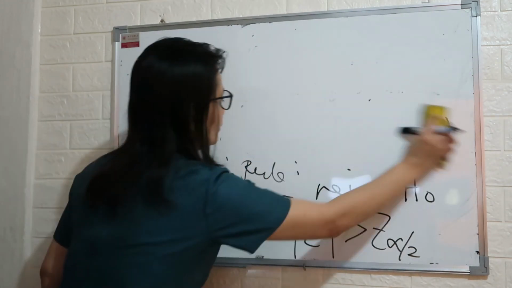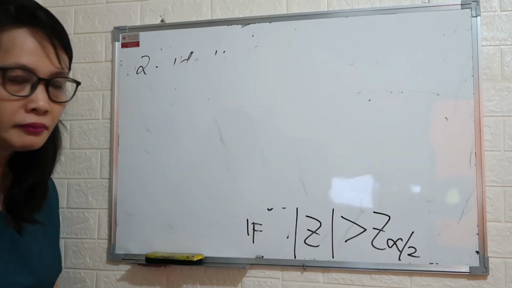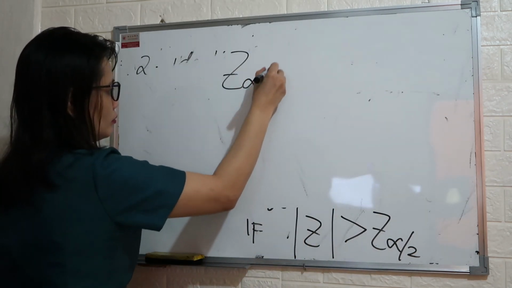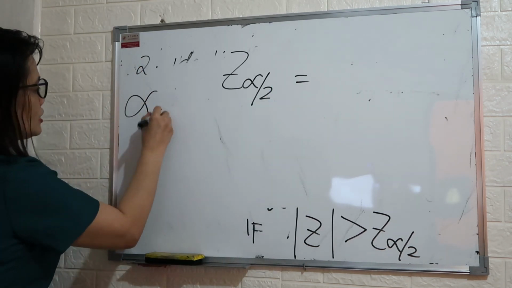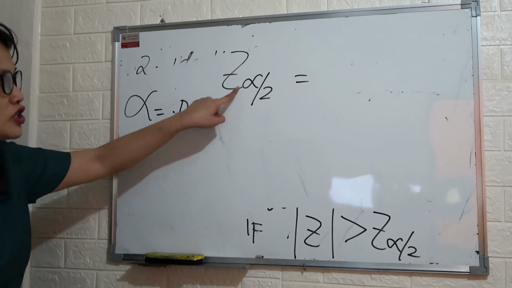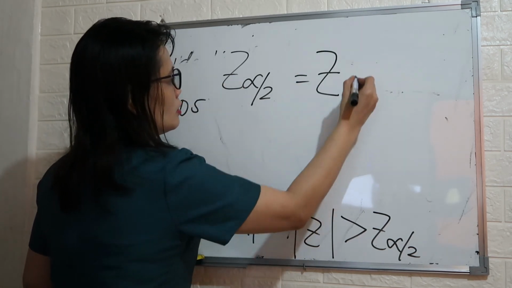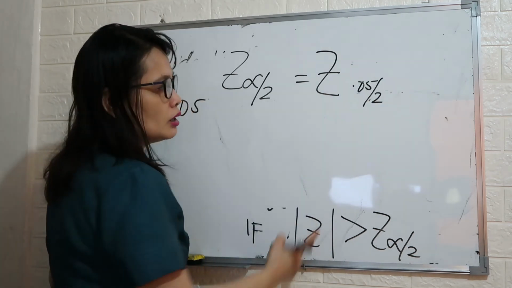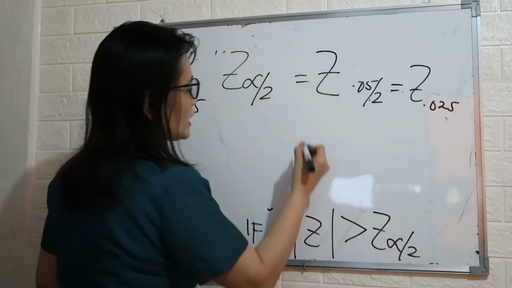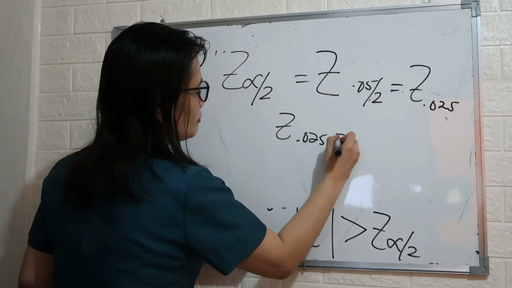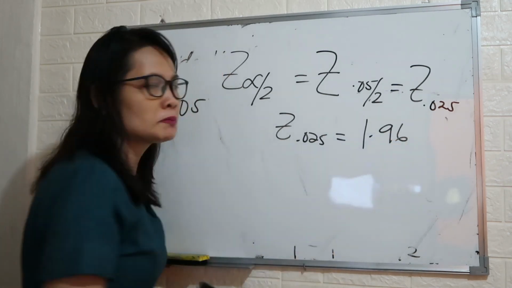So we're not yet done. Let's continue. Since it's two-tailed, remember, Z alpha over 2 is equal to what? Since alpha is equal to 0.05, what is your Z alpha over 2? Z alpha over 2 is the same as Z 0.05 over 2, which is the same as Z 0.025. So what is Z 0.025? 1.96. Okay, 1.96.